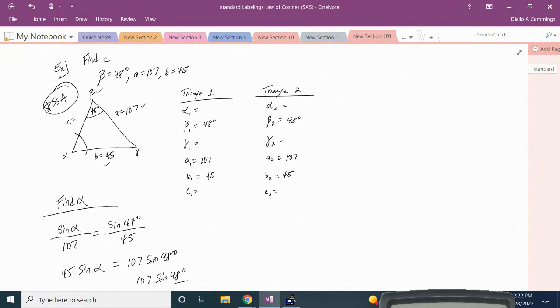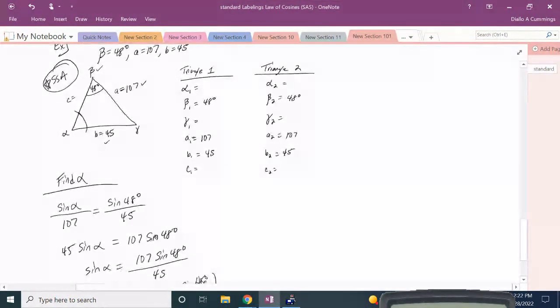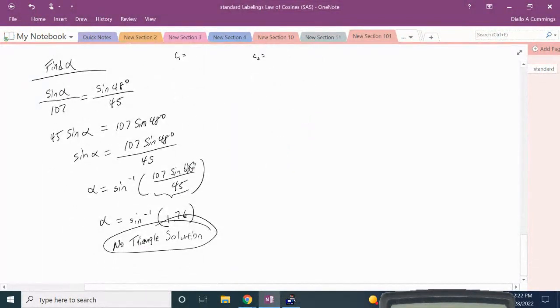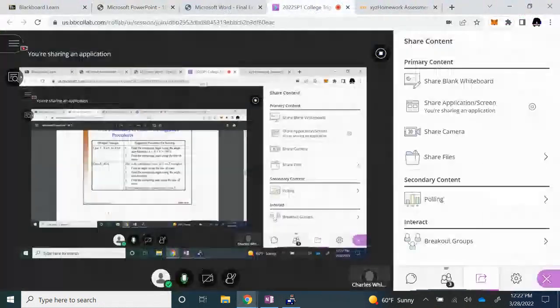Then we went back to triangle 1 and we were finding the angle measure using the law of sines. In this case, we were finding alpha. But when we went through the process and set up the law of sines, we found that the triangle does not exist. So when you're doing problem number 10, I don't want you to think you're putting something into your calculator wrong. It's possible to have a no triangle solution. All right, so I'm going to stop at this point.